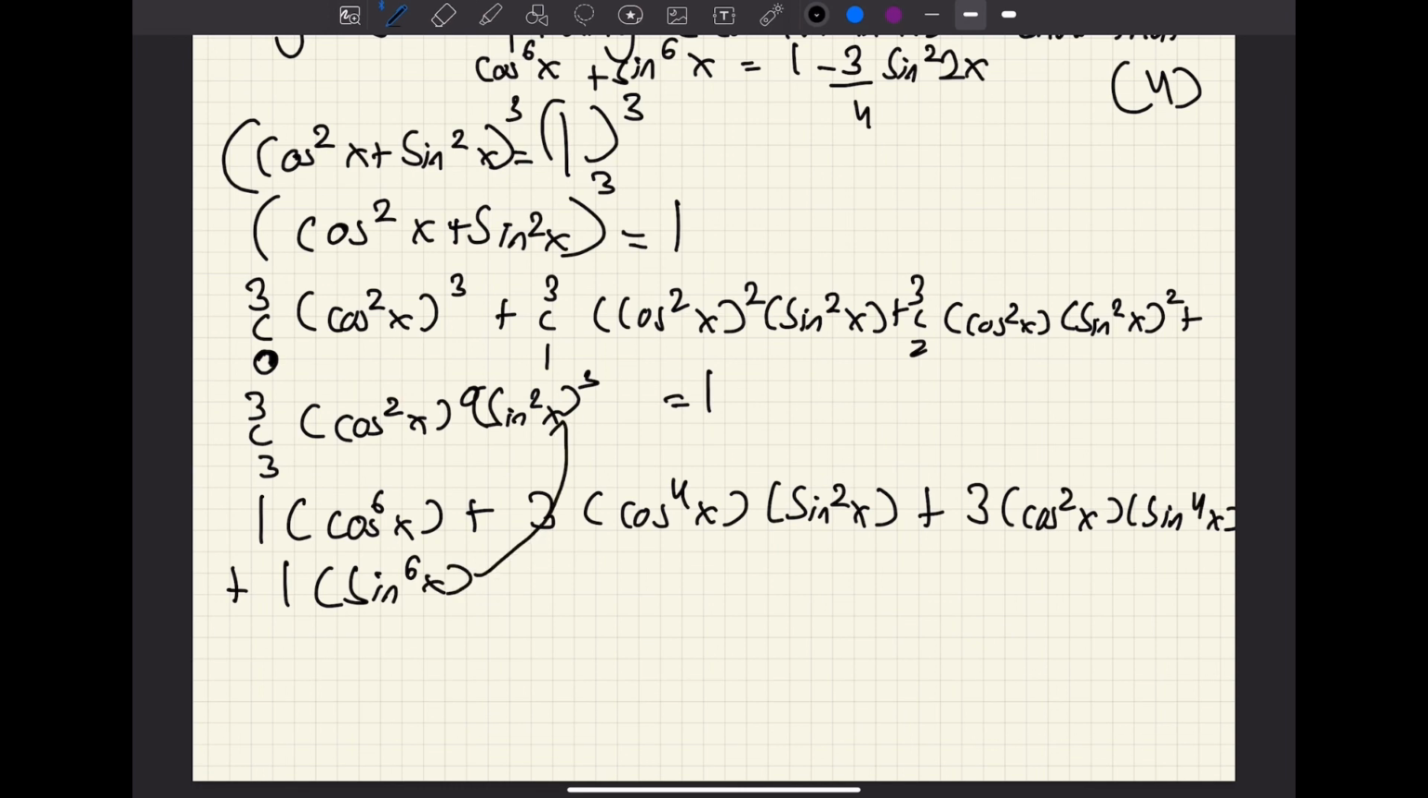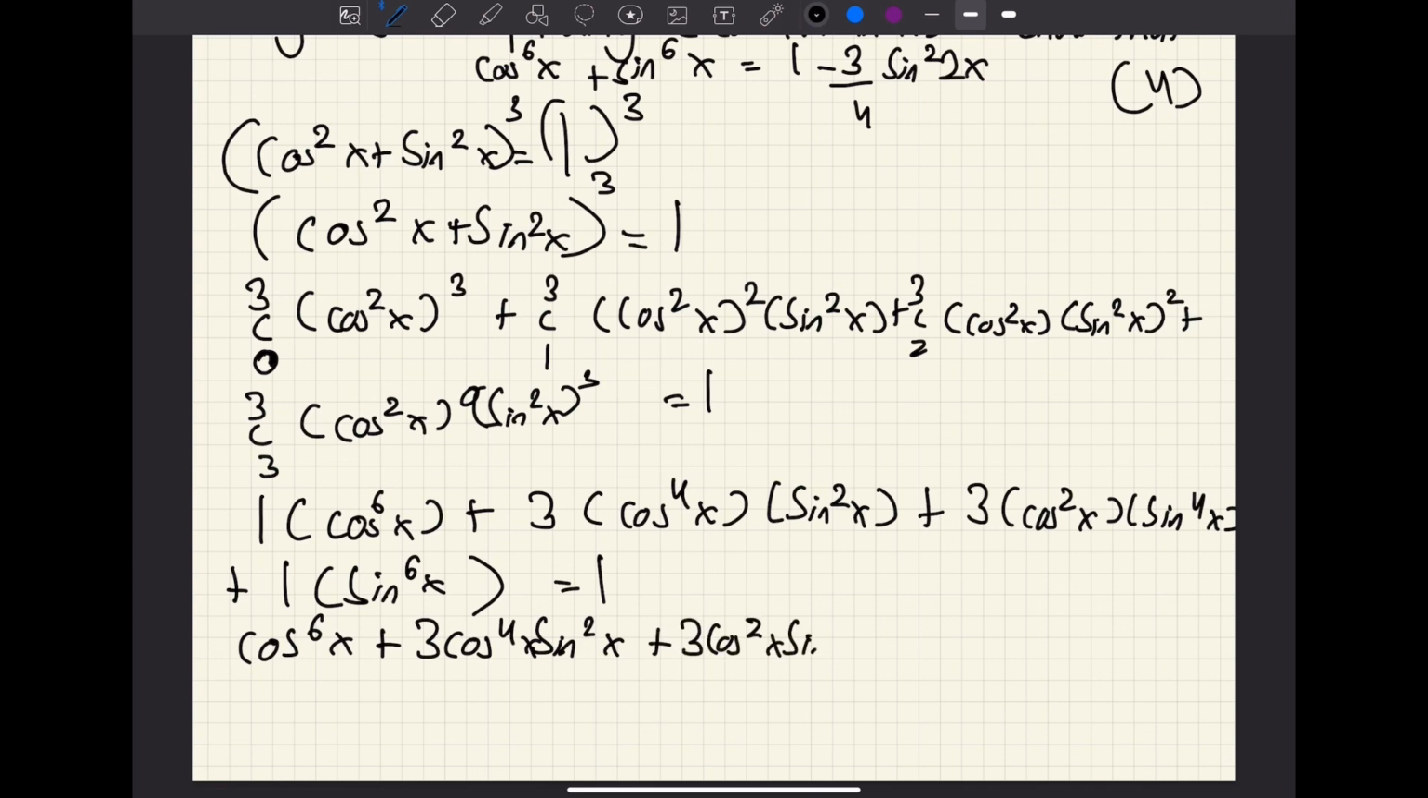6x because I expanded this, multiplied this with this, equals 1. Okay, now let's start. Let's get rid of those brackets and shorten our equation down. So cos 6x plus 3 cos 4x sine square x plus 3 cos square x sine 4x plus sine 6x is equal to 1. Okay, I think I'm going to have to use another page because I want to keep my working over here.